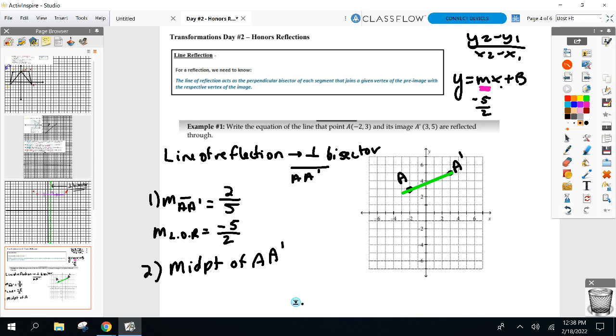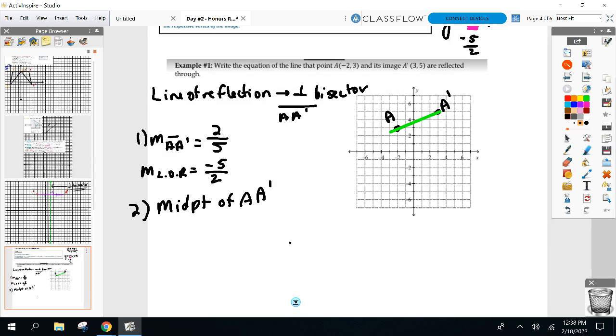Ooh, do we remember the formula? Come on, kids. Come on. Dig deep, honors. Dig deep. Come on, somebody. Midpoint formula. Not that that's going to help. Come on, Charlotte. You got it. You can sniff it. You can taste it.